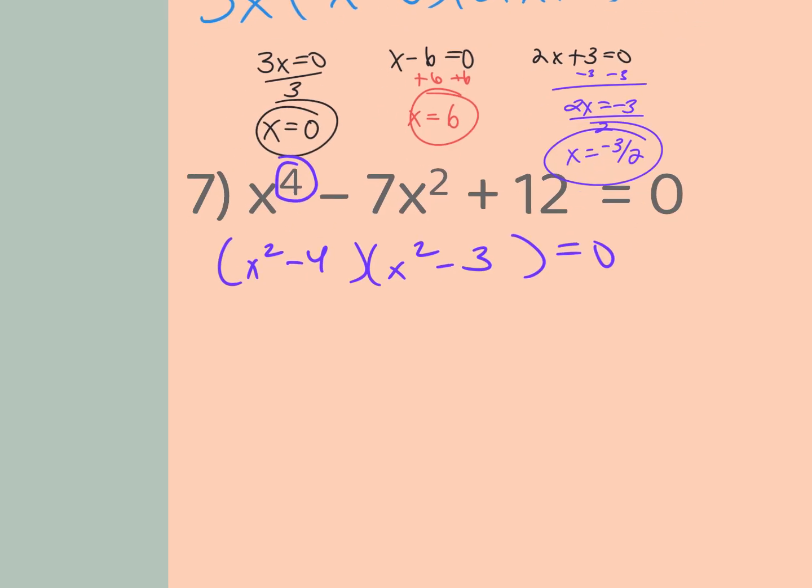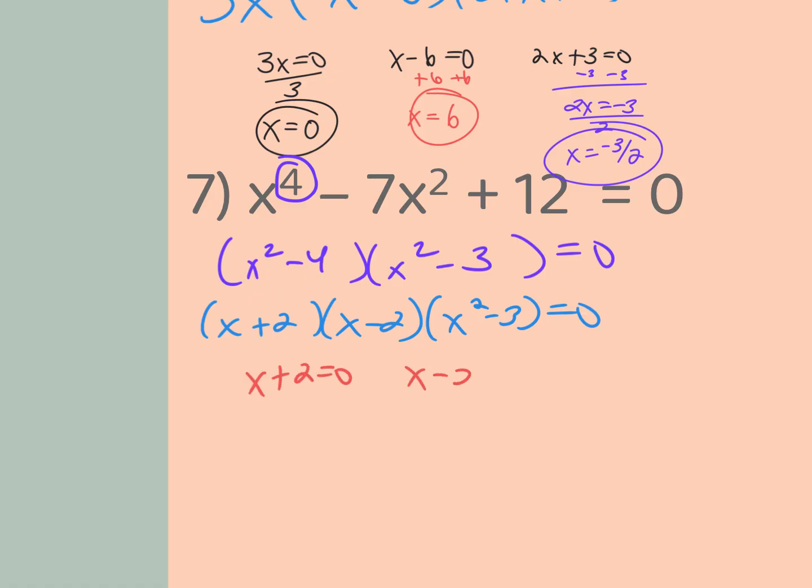So help me out here. Can I break down x squared minus 4? To what? x minus 2, x plus 2. Perfect. Can I break down x squared minus 3 at all? So now what do I do with each piece? Set it equal to 0. Perfect. So I have x plus 2 equals 0. x minus 2 equals 0. x squared minus 3 equals 0.